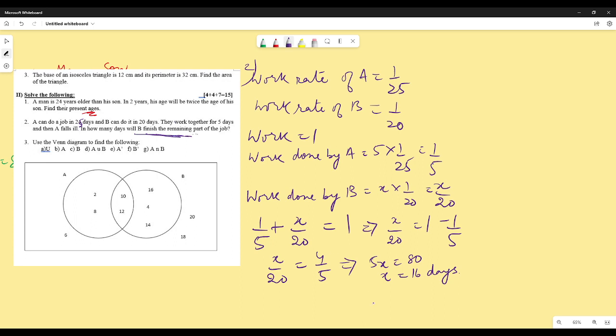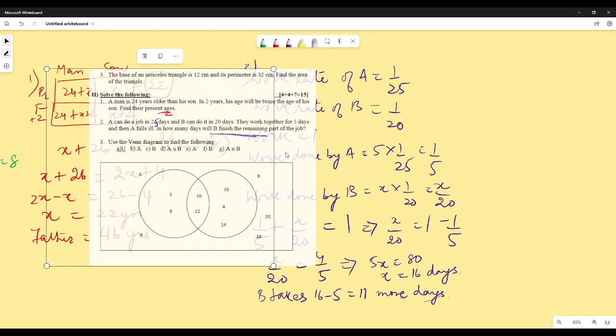So over here he has worked 16 days in all, but 5 days he had worked together with A. So B takes how many more days? 16 minus 5, that is 11 more days. You understood why I am subtracting 5 from it? Because out of these, he has worked totally for 16 days, right? Out of these 5 days, he was working with A when A fell ill and left. So 11 more days he was working alone and he was completing his work. So the answer will be 11 days.